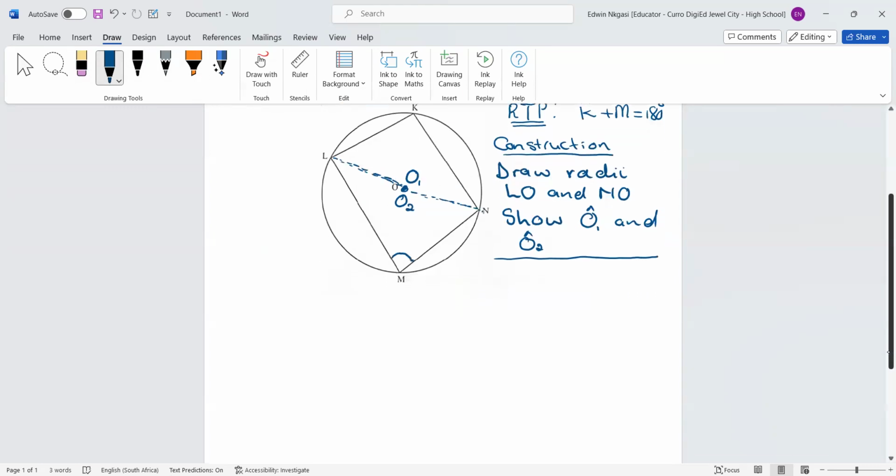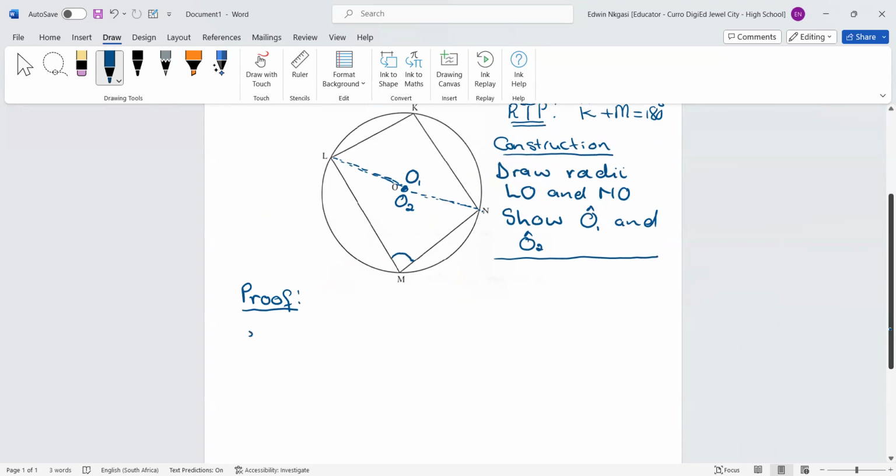The next step is to then prove what you call a proof step. So you are now proving the theorem. This is the evidence that we are going to use to prove that theorem. Now, remember we have angle at the center equals twice angle at the circumference. Let's start there.